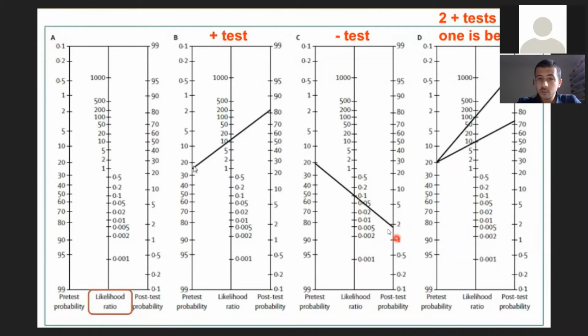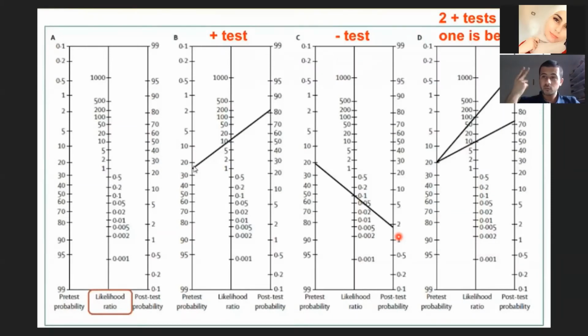So this is the same test, and I'm starting from the same point. Getting a positive result takes me to 80%, and having a negative result takes me to 2%. Do you agree this test is truly beneficial? It is.